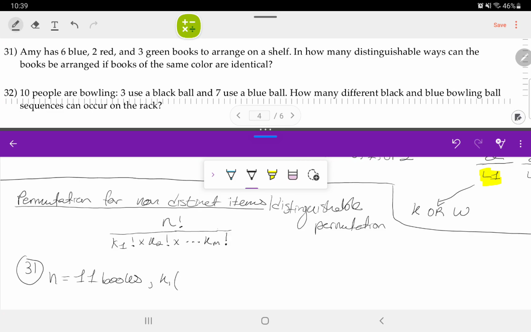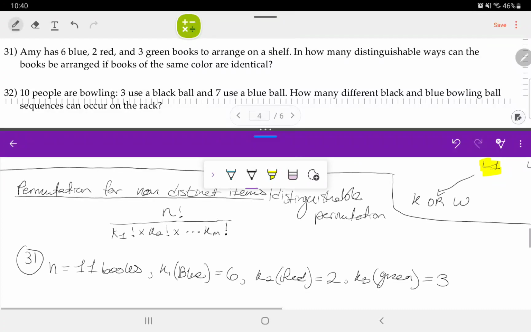K1 will be the number of blue books, and there are 6 blue books. K of 2, or K2, the number of red books. There are 2 red books. And K of 3 will be the number of green books. There are 3 green books.